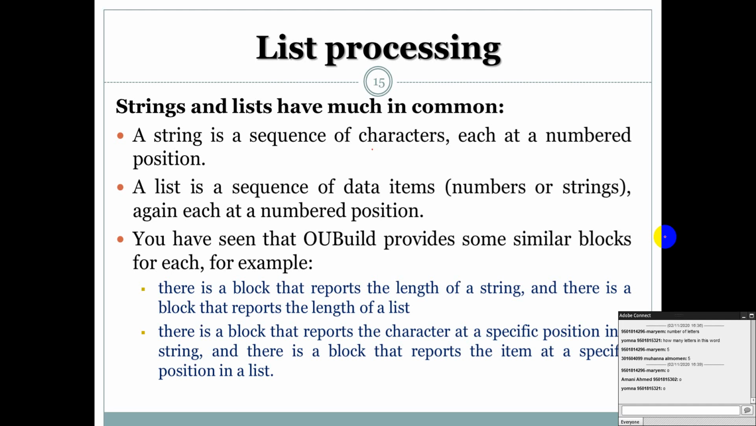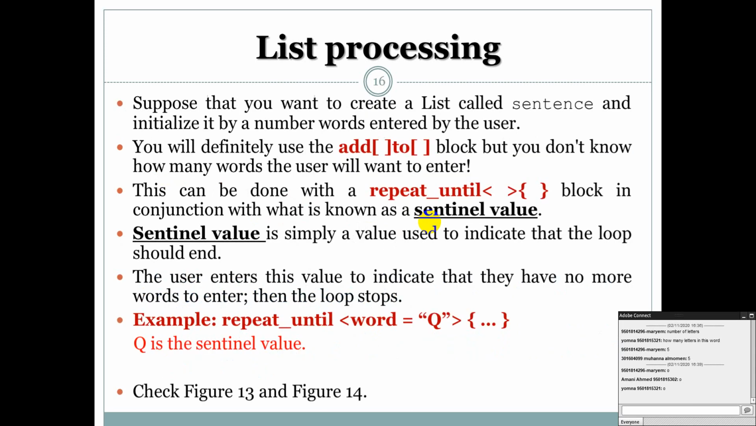A string is a sequence of characters, each at a numbered position. A list is a sequence of data items, each at a numbered position. You have seen the OU build provides similar blocks for both the string and the list. Suppose that you want to create a list called sentence, initialized by the number of words you enter. You will definitely use the add to block, but you don't know how many words you will enter. This can be done by using a repeat until statement in conjunction with what is known as a sentinel value.